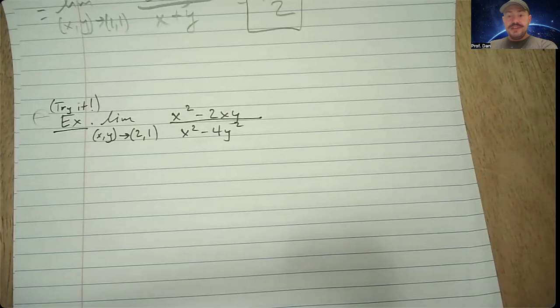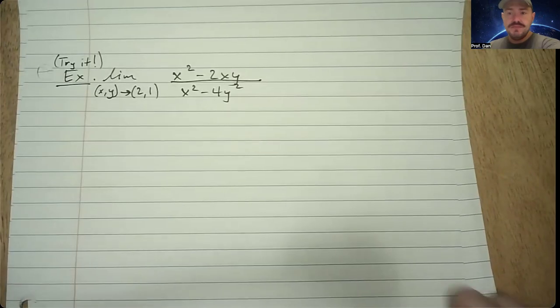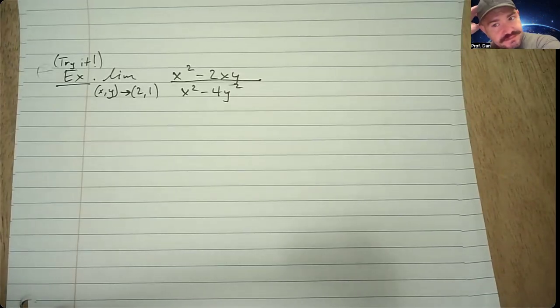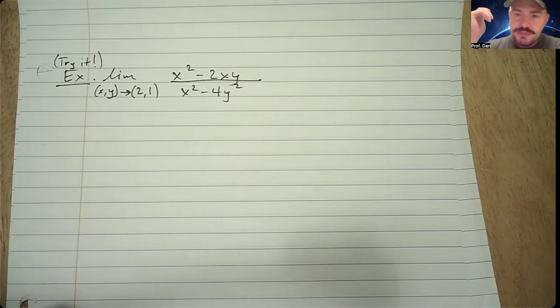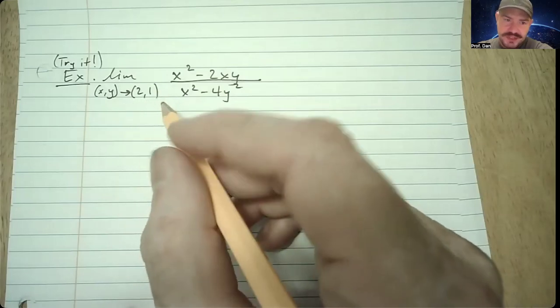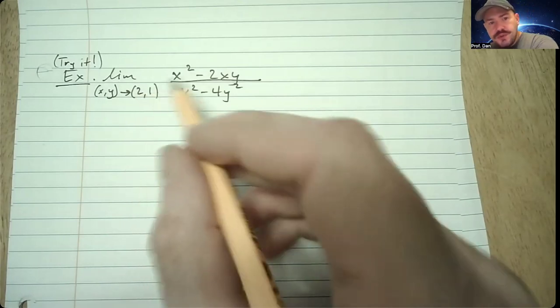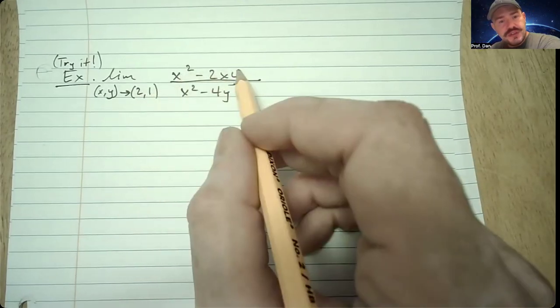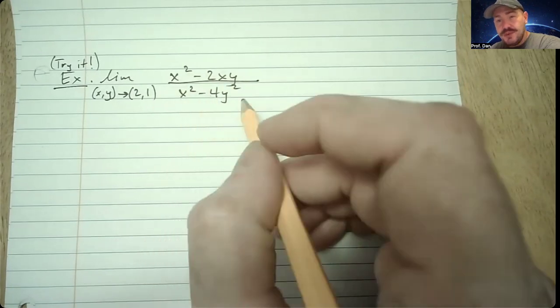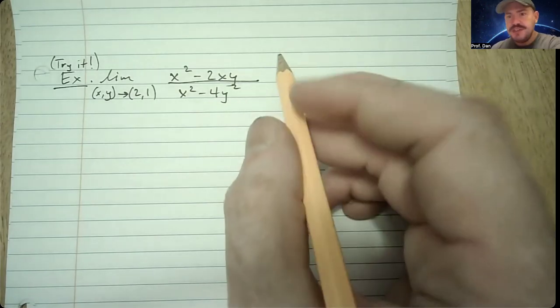So there's a try it here for you to, you guessed it, try it. Pause the video, take a minute, do the things. And now that you've unpaused the video, let's try the first thing I said. Plug in the x, plug in the y. If I plug in 2 for x and 1 for y, I get 4 minus 4 is 0 on the top, and 4 minus 4 is 0 on the bottom. So it's not an easy one. I have to do some algebra.